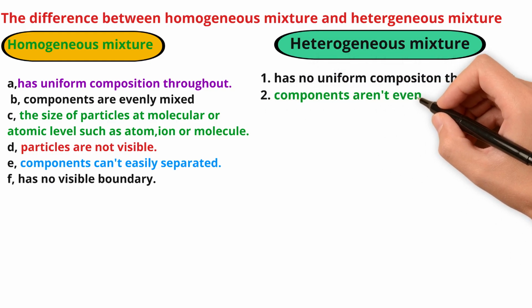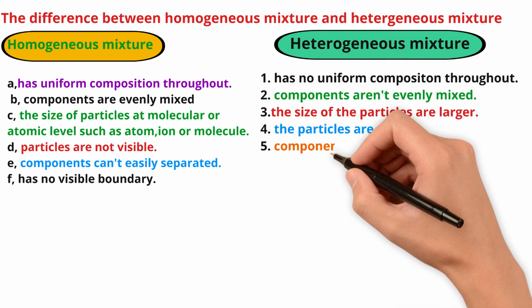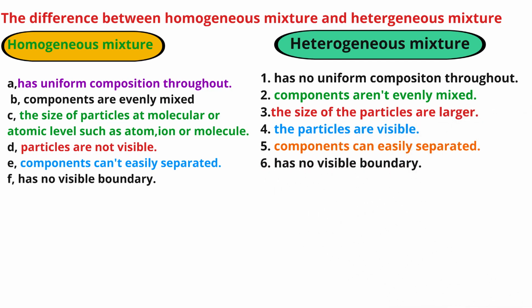Heterogeneous mixture has no uniform composition throughout. The components are not evenly mixed. The particles are visible. The components can easily be separated. It has visible boundaries. Thank you.